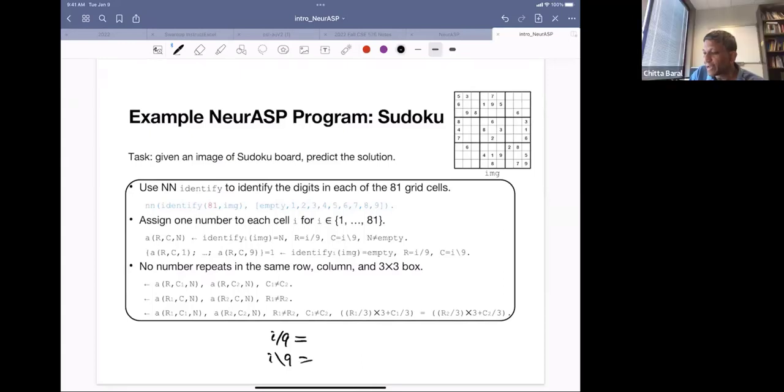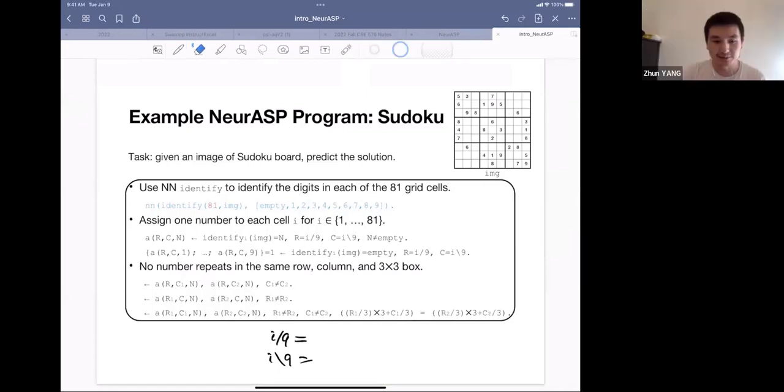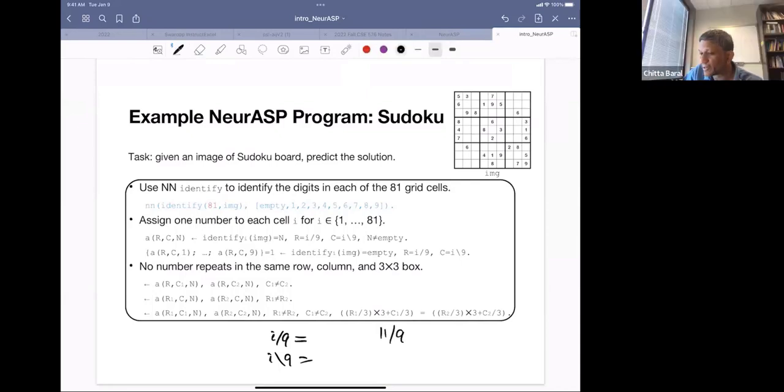Suppose I have, say, 11. What will be this number? 11 divided by 9 is 1, and 11 modulo 9 is 2. Okay, that's a clever trick. So people can follow it.